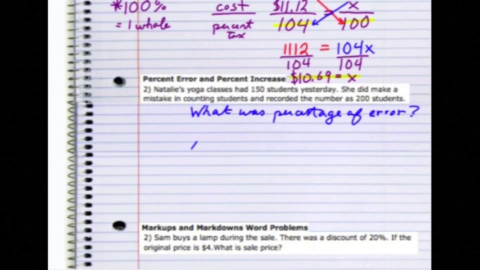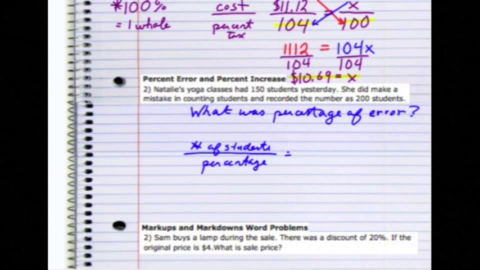So the number of students over the students counted is important information for me. Actually, we might want to think about the number of students over percentage, right? Because we're trying to find out what the percentage of error is.